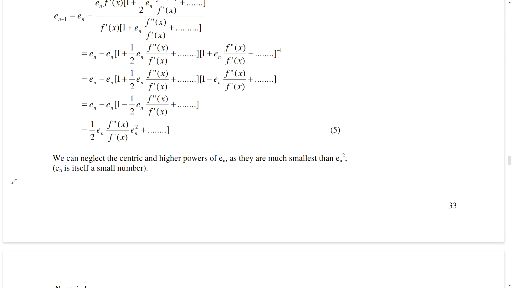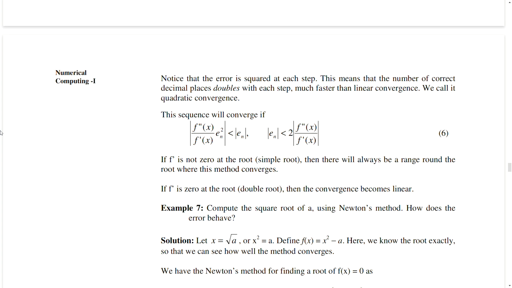We can neglect the cubic and higher powers of en as they are much smaller than en². en is itself a small number. Notice that the error is squared at each step. This means that the number of correct decimal places doubles with each step, much faster than linear convergence. We call it quadratic convergence. This sequence will converge if |f''(x)/f'(x)| |en|² < |en| < 2/|f''(x)/f'(x)|.